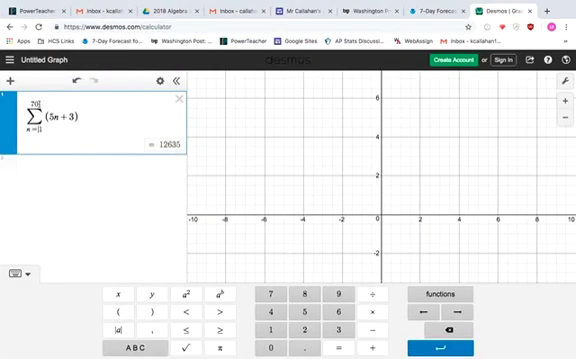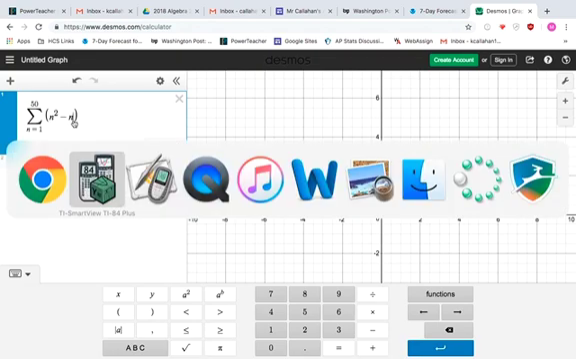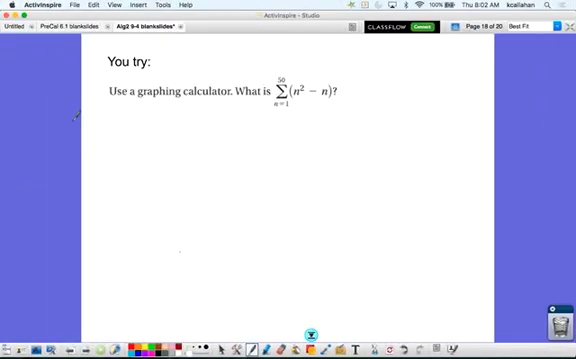And again, you could do it with Desmos, just use the same thing. This time we're going to 50. This time we've got n squared minus n, 41,650. Same thing. So that is the end.